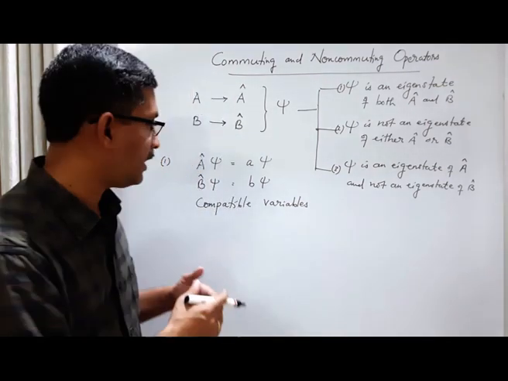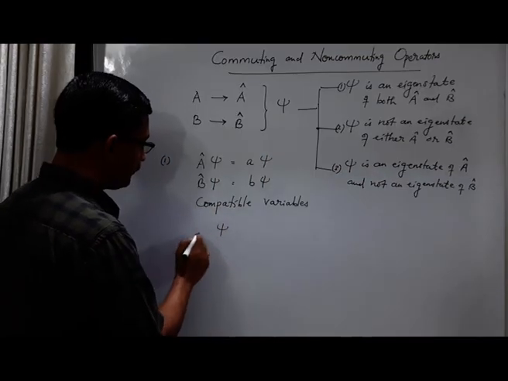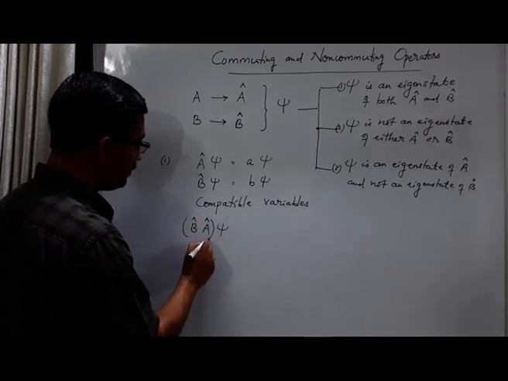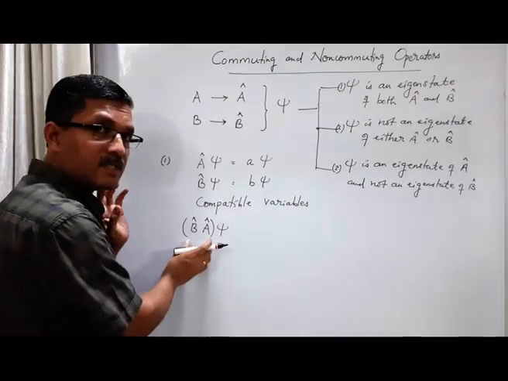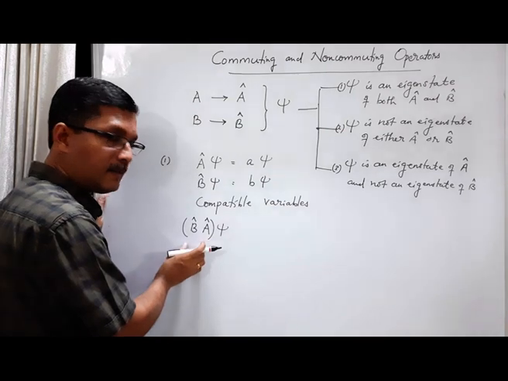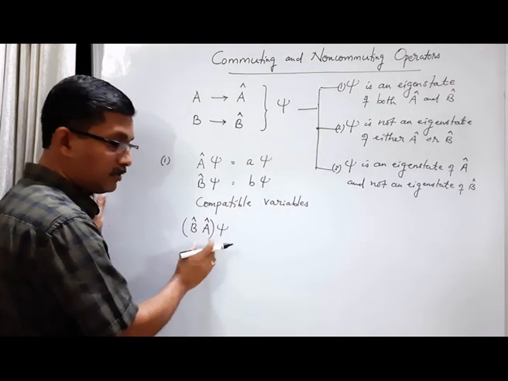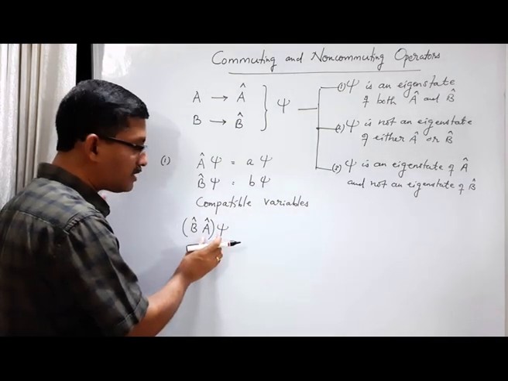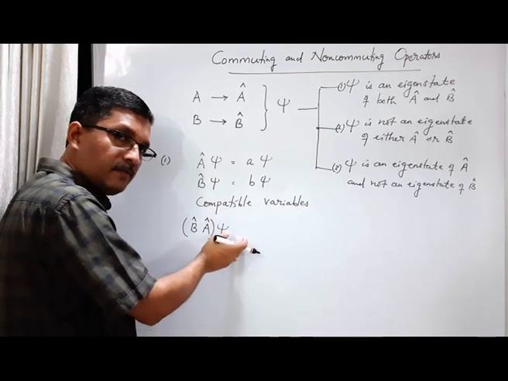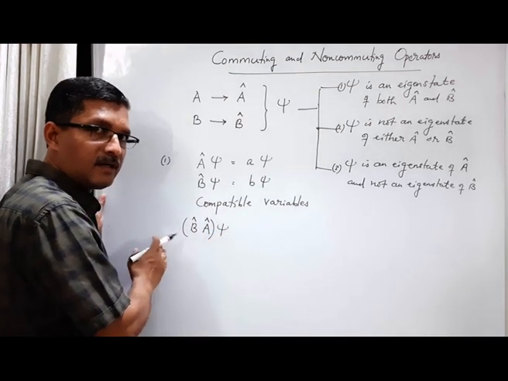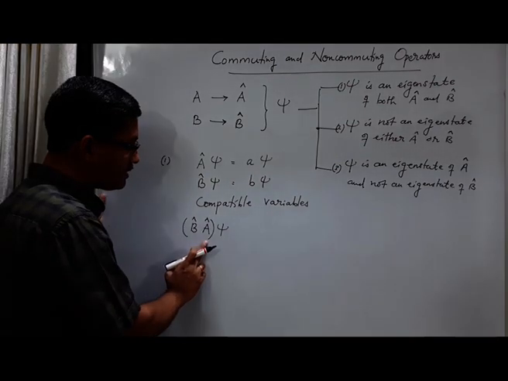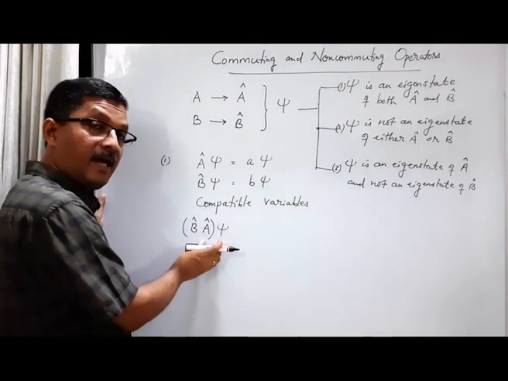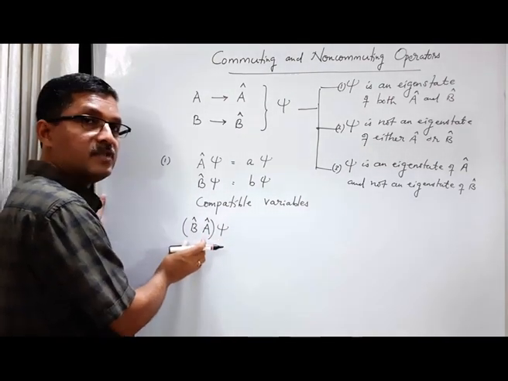Let me try to write this mathematically. This is the state psi. First we want to measure A, and then we want to measure B. This represents the sequential measurement of A and B: first A and then B. We move from right to left because the operator at the right end acts on the wave function first, and then the next one, and so on. So in this sequence, A is acting first, which means physically we measure the physical quantity A first, and then the physical quantity B.